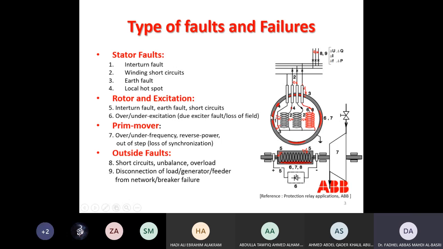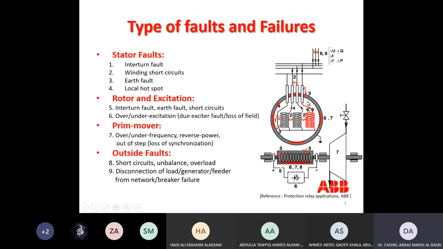This is a generator stator side. It's connected to the system, and this is the rotor of the generator, fed through the excitation system. And this is the turbine which drives this rotor, or the field, of the synchronous generator. So we have different elements involved in our generators.